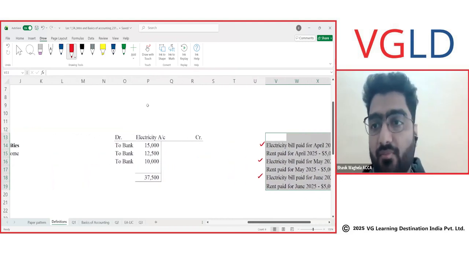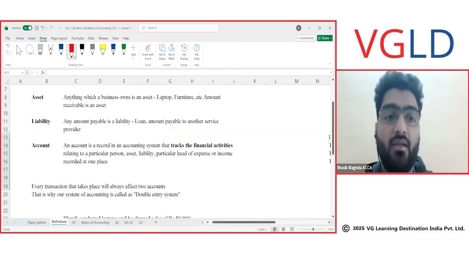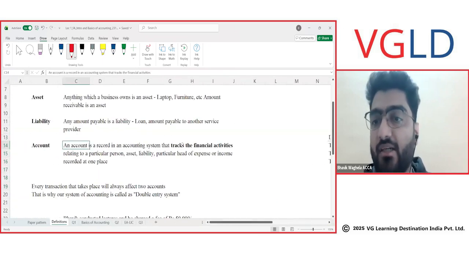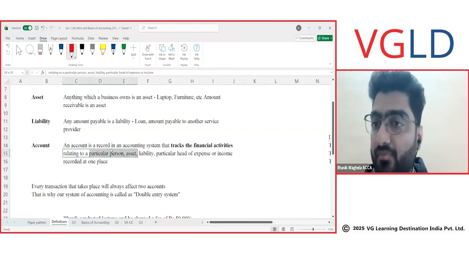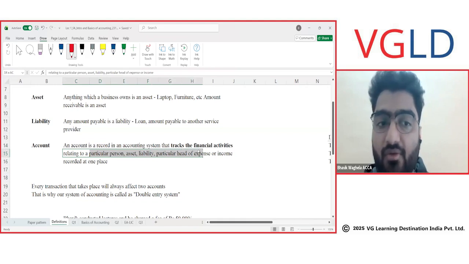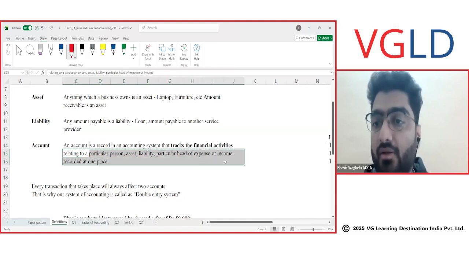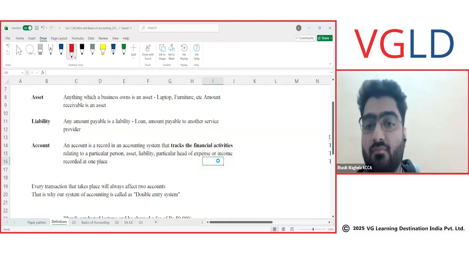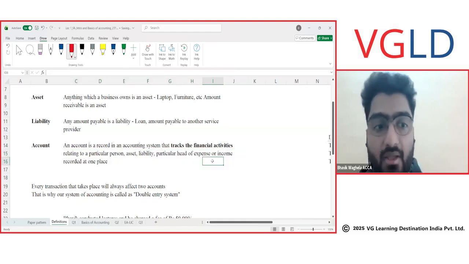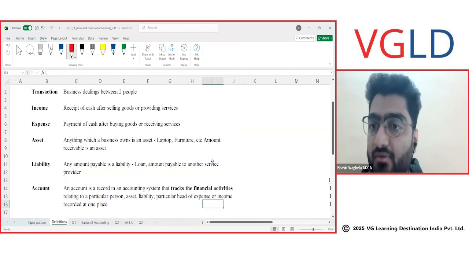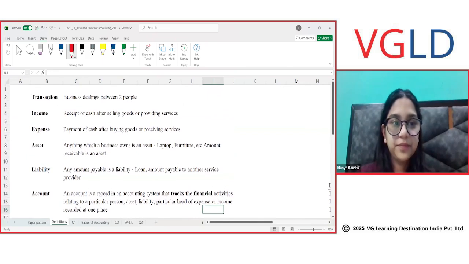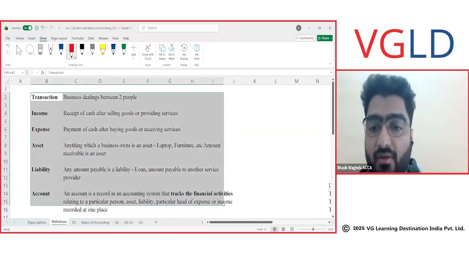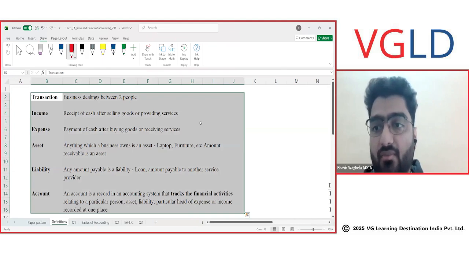Everyone understood? So an account is a record in an accounting system that tracks the financial activities relating to a particular person, asset, liability, or particular head of expense or income, all recorded at one place. Everyone understood this? Just go through all these definitions once again and let me know if you guys still have any doubts or questions, and then we can go ahead.